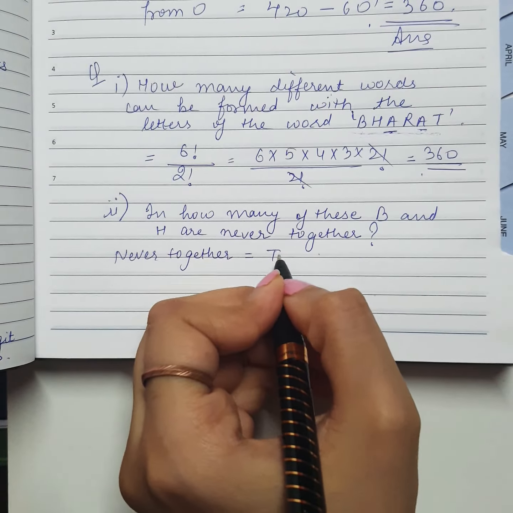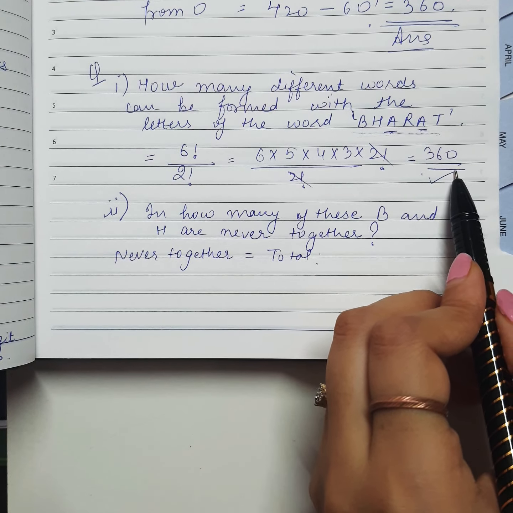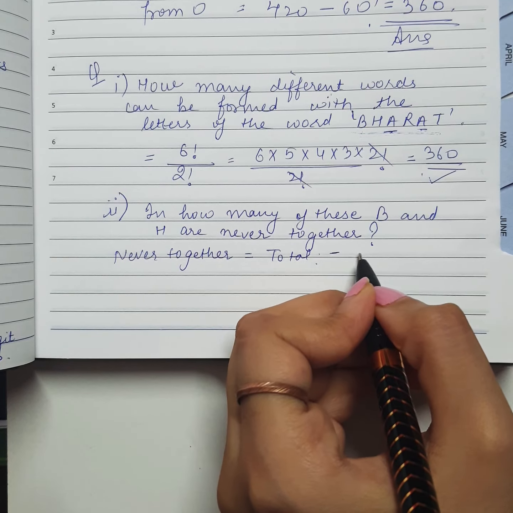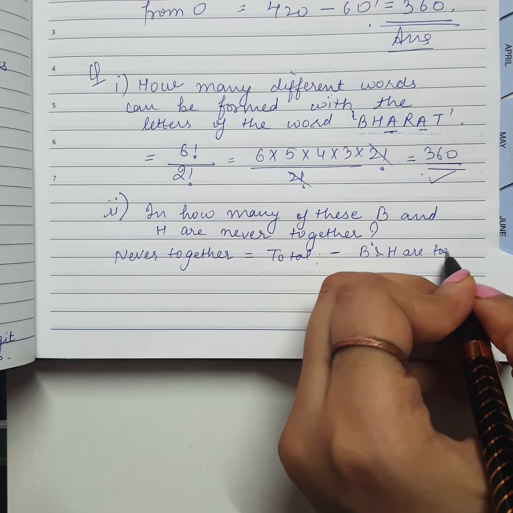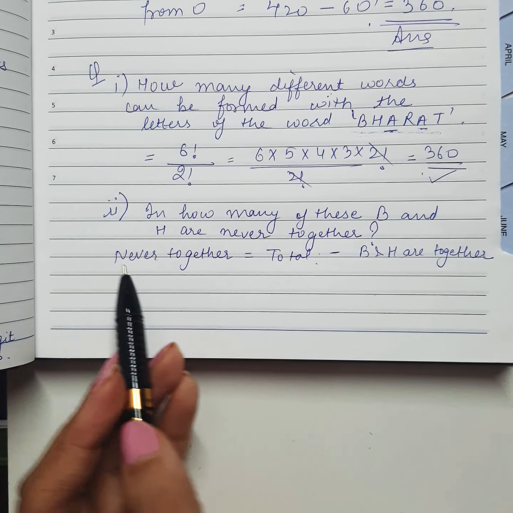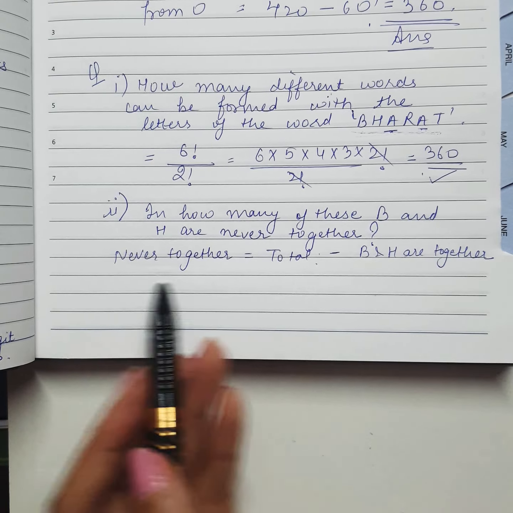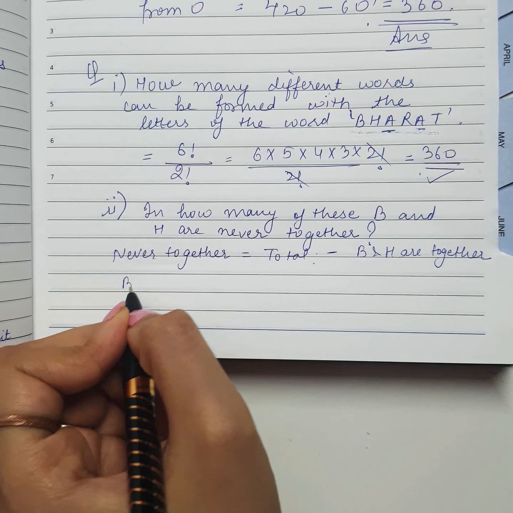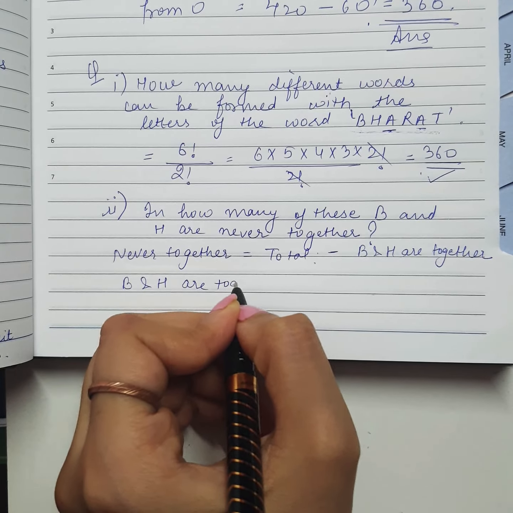we will find out the total permutations which we have already done in the first part. All over, how many permutations are there, minus the ones in which B and H are together, because finding them together is easier than finding them never together. So many possibilities are there. So total we have already found. Now the focus is on finding when B and H are together.